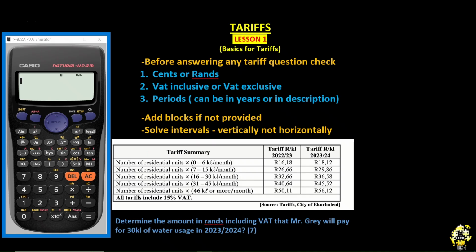That is the most important one, and by far, that is one of the most challenging questions in mathematical literacy paper 1. I am not lying to you. You will see when we get there. I have found that to be by far.